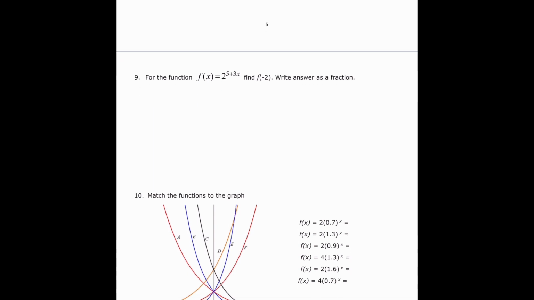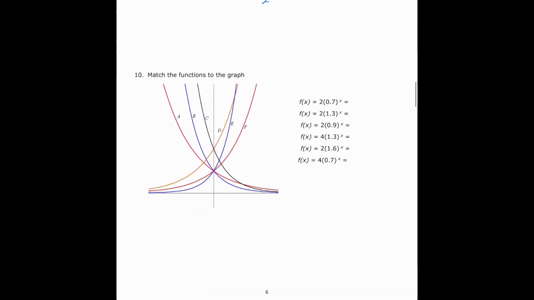For the function f of x equals 2 to the 5 plus 3x, find f of -2. So to plug that in, we're going to say 2 to the 5 plus 3 times -2, which is going to be 2 to the 5 minus 6. That is 2 to the -1. And we're going to write it as a fraction. So we know to turn the exponent into positive, we push it into the denominator. So it's going to be 1/2. So that is the answer. The answer is 1/2.